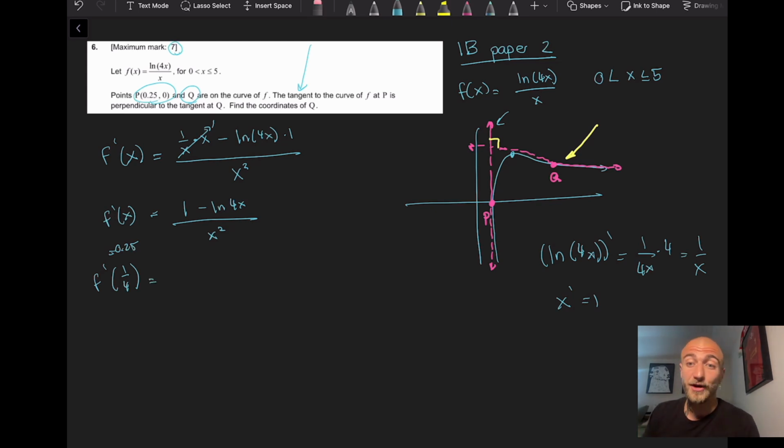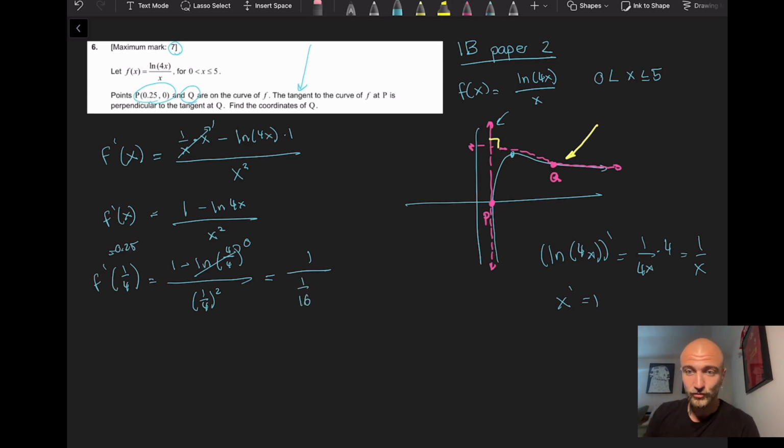We can plug this in and figure out what the slope of that tangent line would be. 1 minus the ln of 4 divided by 4, over 1 over 4 squared. Okay, well, that leaves us with 1 minus the ln of 4 over 4, which is the ln of 1. Ln of 1 is just 0. 1 minus 0 leaves me with a 1. And at the bottom, I'm left with 1 over 16.